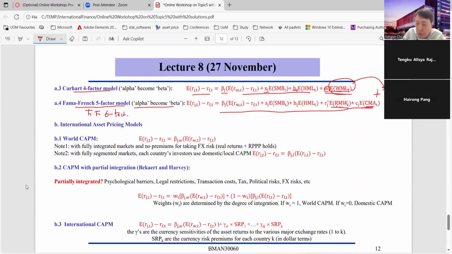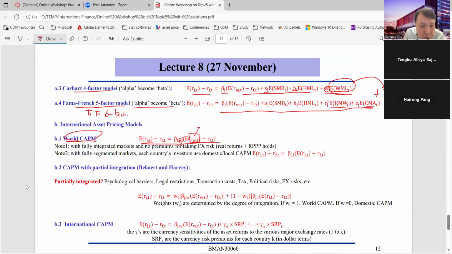Now, in the previous class, we talked about several international models. The first one was the world CAPM. It looks like the CAPM model, with only one difference. Now your market portfolio is not, as in the US investor case, the US market portfolio. Now you should use the world market portfolio, which consists of all important assets in the international stock market. So beta JW is the sensitivity of each asset with respect to the world market portfolio. World CAPM is just a CAPM, replacing the domestic market portfolio with the world market portfolio.